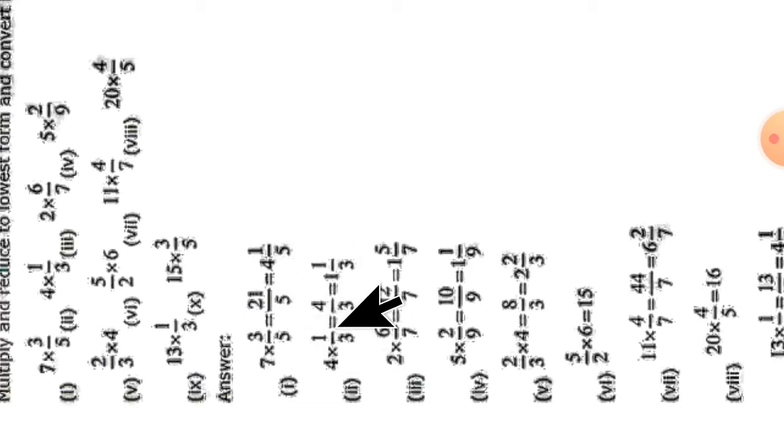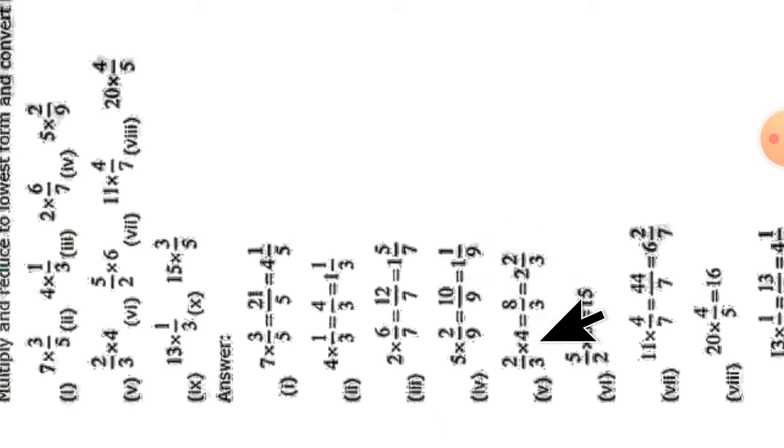4 into 1 upon 3 means 4 ones are 4. 4 upon 3 equal to, divide 4 by 3, you will get 1 integer 1 upon 3. 2 into 6 upon 7, 2 6s are 12. So 12 upon 7, divide 12 by 7, you will get 1 integer 5 upon 7. 5 into 2 upon 9 equal to 5 2s are 10. So 10 upon 9 equal to, divide 10 by 9, you will get 1 integer 1 upon 9.